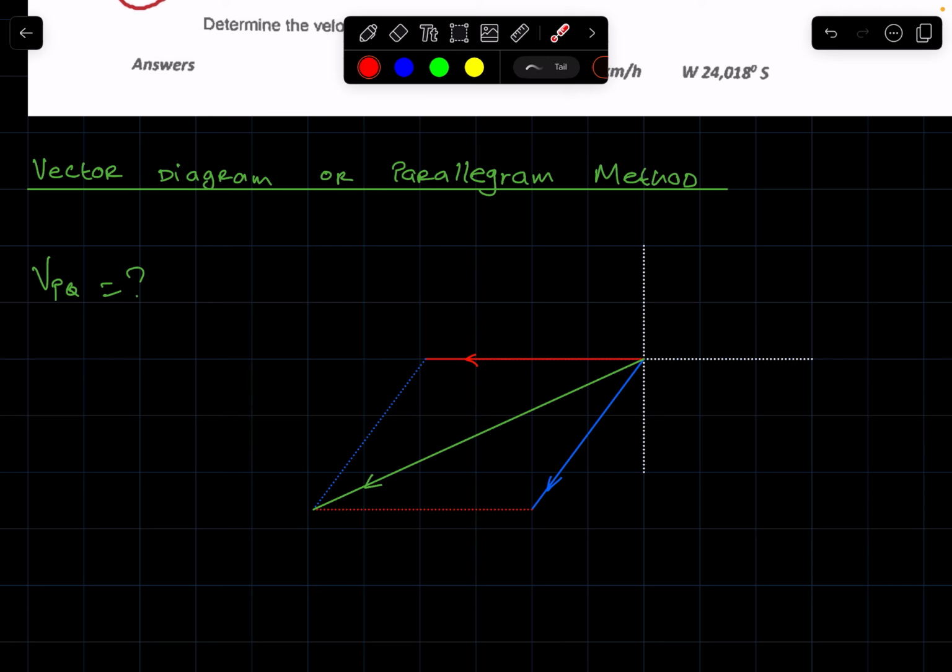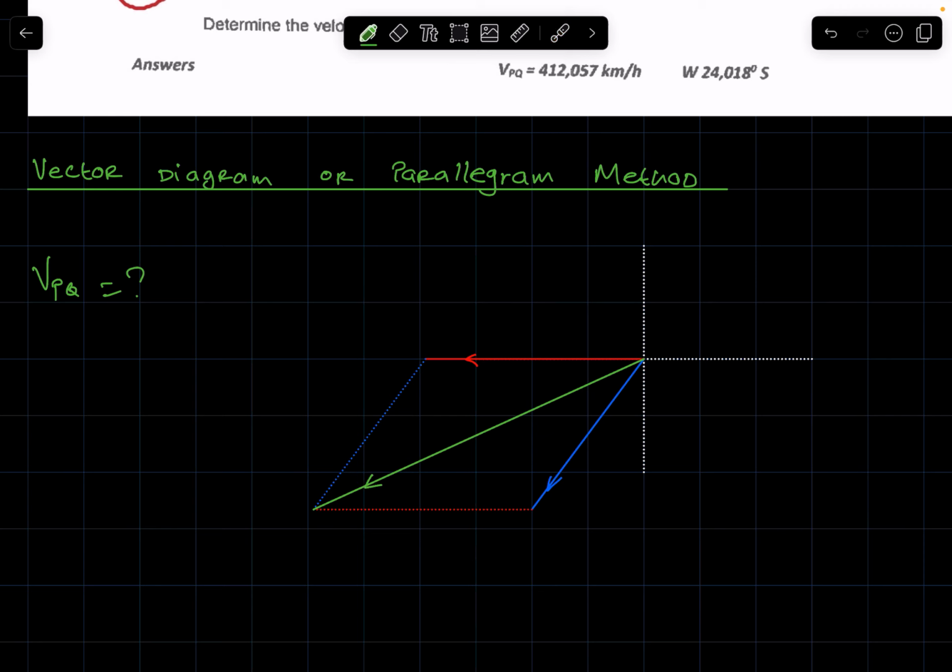Remember, like I said, with the parallelogram method, what you are trying to establish is in which quadrant the resultant velocity is going to be. So we want to establish in which quadrant this resultant is going to land, and we've established it's going to be in this quadrant, headed in that direction.